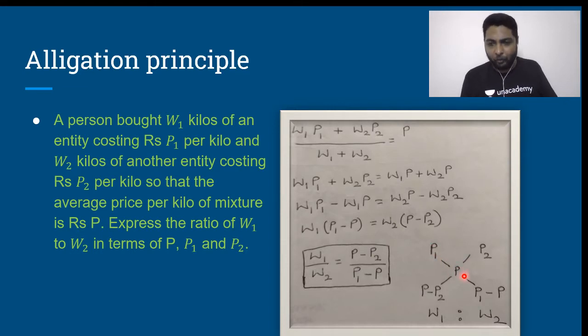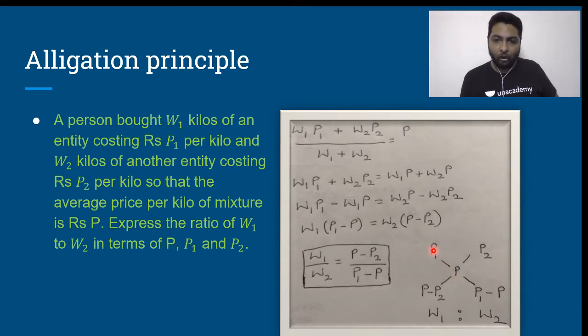Whenever you move along the diagonal, always remember, just do higher value minus the lower value. Whether I write it as P minus P2 by P1 minus P or as P2 minus P by P minus P1, it does not make any difference, because it's just like multiplying both numerator and denominator by a minus sign. So whenever you go along the diagonal, just do the higher value minus the lower value. Here I am assuming that P1 is greater than P and P is greater than P2.